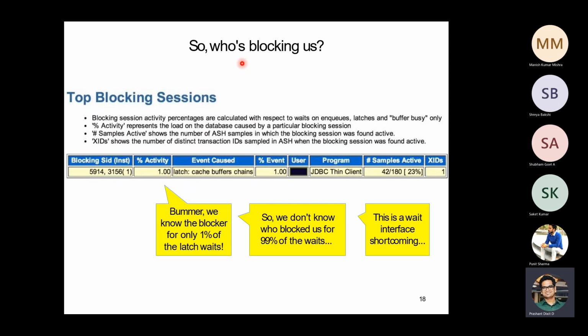So who exactly is blocking us? What is causing the problem? It says the blocking SID was 5914, serial 31561, instance 1. But unfortunately, this is responsible for only 1% of the total activity. So out of the 100% activity, we are only able to judge this particular session. No other records are present in the ASH report. So now we are really confused, because we are not sure who blocked us for the rest of the 99% of the waits. For the rest of the 99% cache buffer chain wait events, which SIDs are responsible?